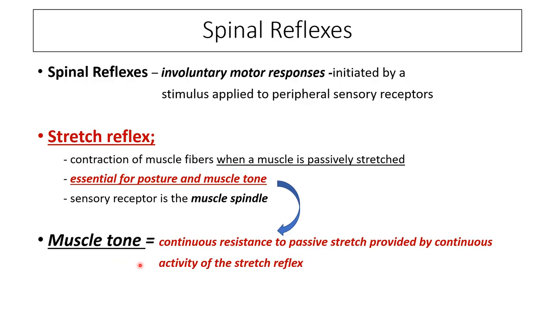As a very simple example, we'll compare quadriceps and hamstring muscles. If you're standing upright, to keep you in balance, let's say you start to sway forward, and we're going to exaggerate this. Now there's a passive stretch happening of the hamstring muscles as you sway forward, and the muscle spindles in the hamstrings will fire, and that will cause the hamstrings to contract and pull you back.